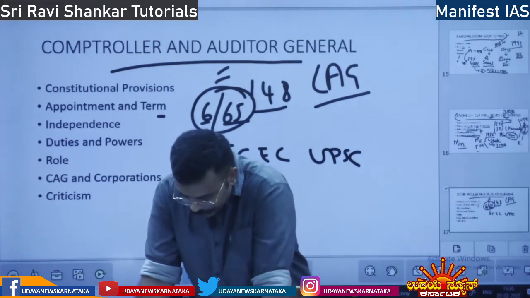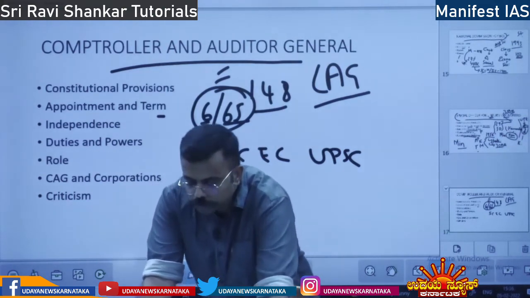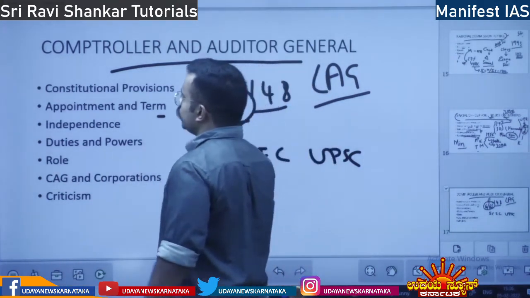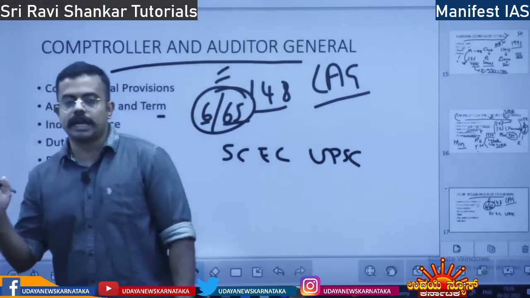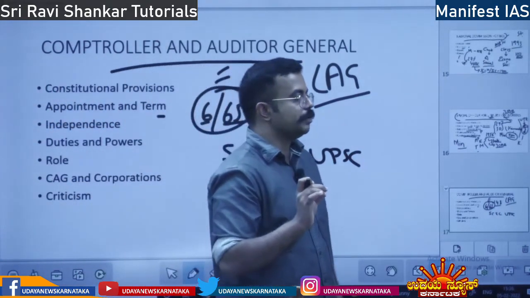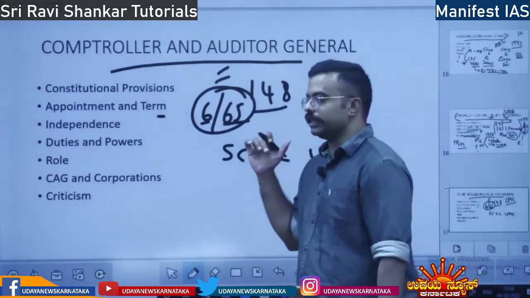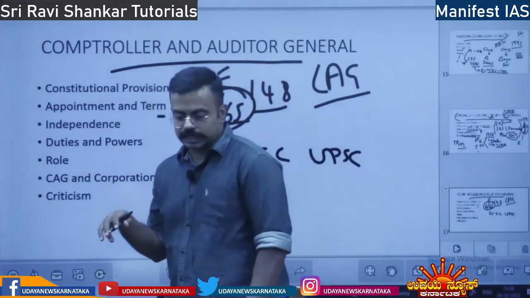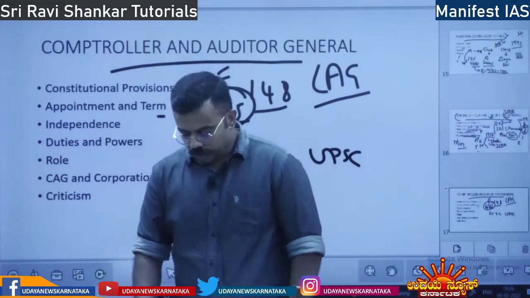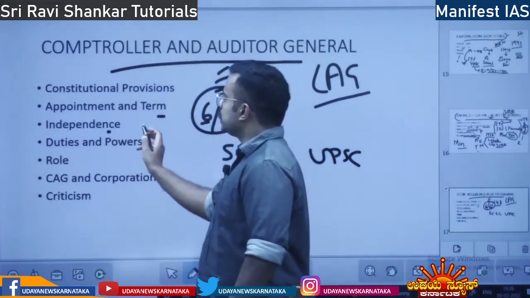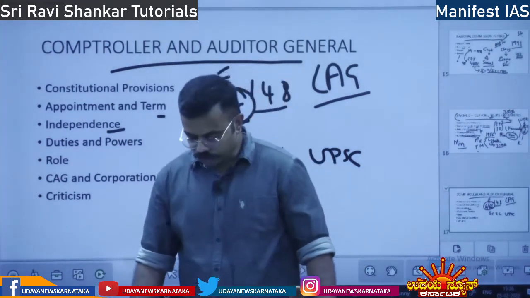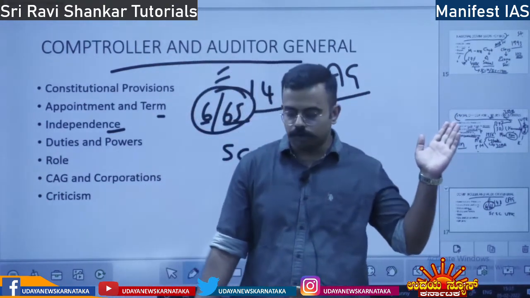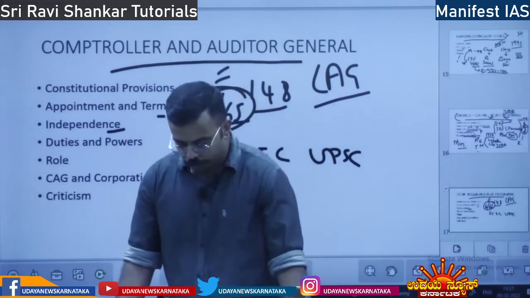So how can the CAG be removed? He can be removed similar to a judge of the Supreme Court or High Court. How is a judge removed? I have discussed the removal of judges in the chapter on the Supreme Court and High Court. Similarly, the CAG can be removed. So independence. How is the CAG's independence ensured? One is security of tenure. For 6 years, nobody can touch him. Nobody can remove him from the office.